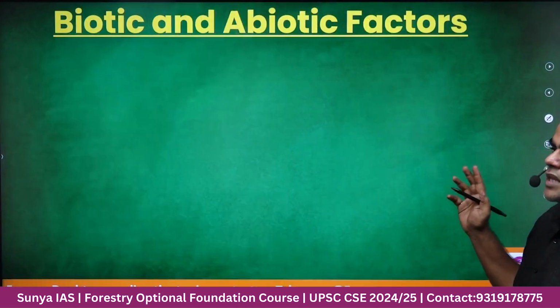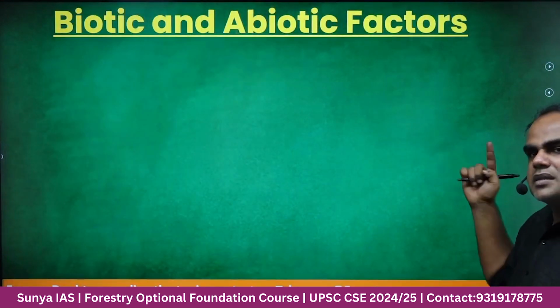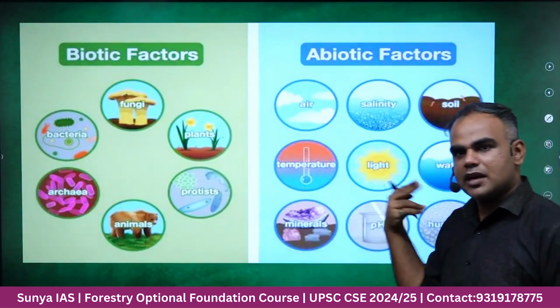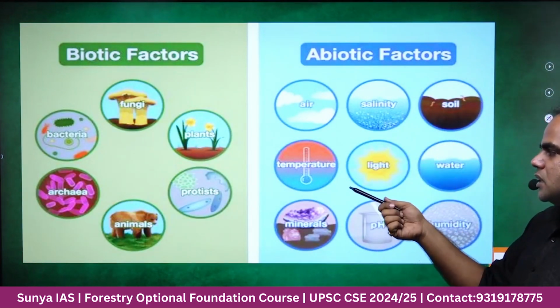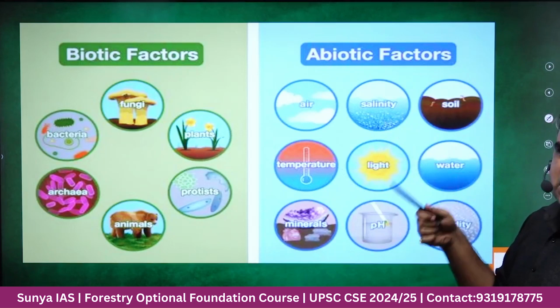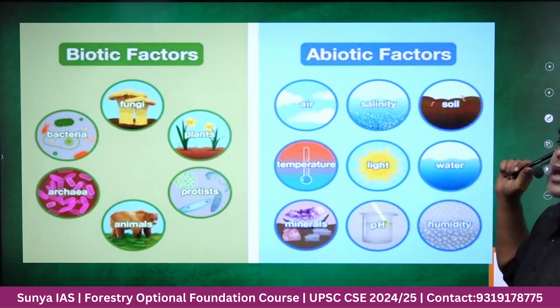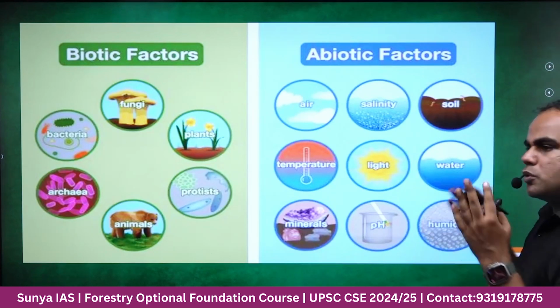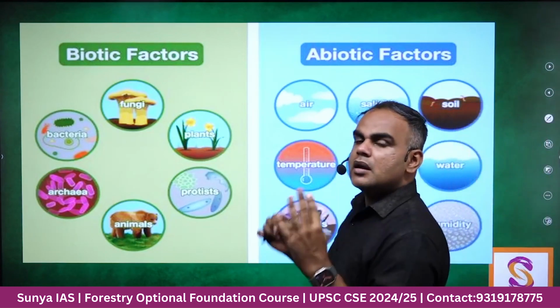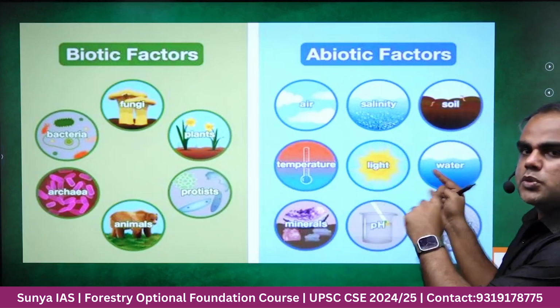Now, your syllabus directly talks about biotic as well as abiotic factors. So let us quickly revise that also. Biotic means living, which can include fungus, plants, protista, animals, bacteria, archaea, all these components. Abiotic factors, now this we have done in so much detail in silviculture, so I'm not going to expand too much on it, but I will tell you the kind of previous question which was asked from this.